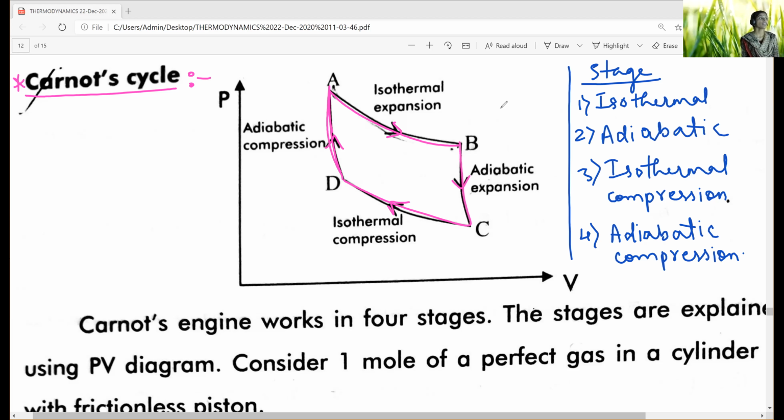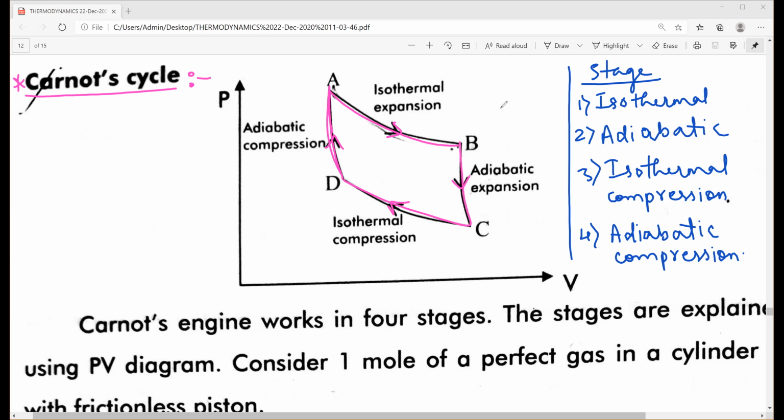So our Carnot engine works in 4 stages. The stages are explained one by one using the PV diagram. First we consider it graphically. Or you can explain by considering 1 mole of perfect gas in a cylinder fitted with a frictionless piston. It works in 4 stages: first isothermal expansion, second adiabatic expansion, third isothermal compression, fourth adiabatic compression. We shall discuss one by one what happens.